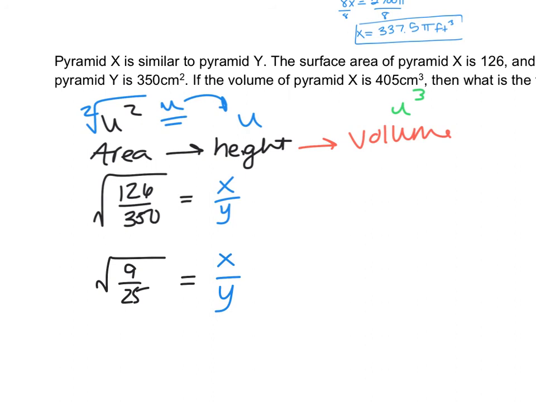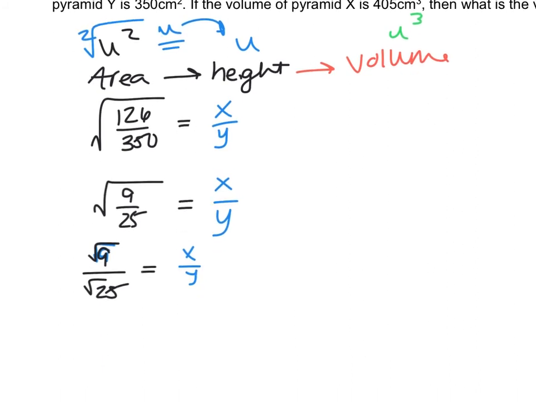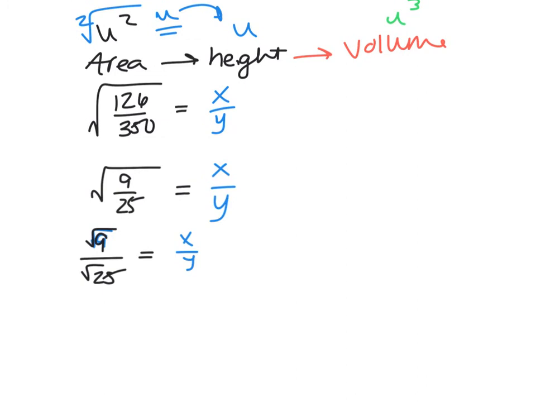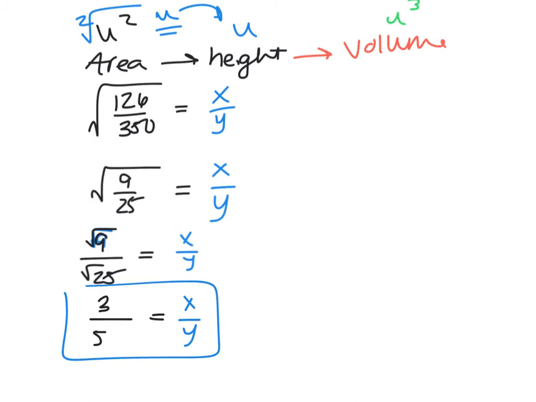The square root of 9 over 25 is really just the square root of 9 over the square root of 25, which is equal to x over y. The square root of 9 is 3. The square root of 25 is 5. And then I have my x over y. Boom. That is my ratio.